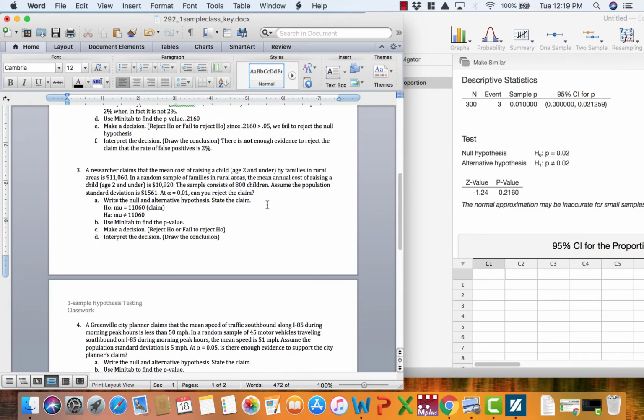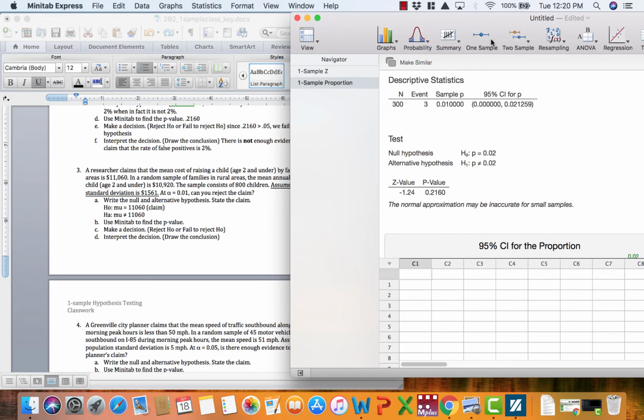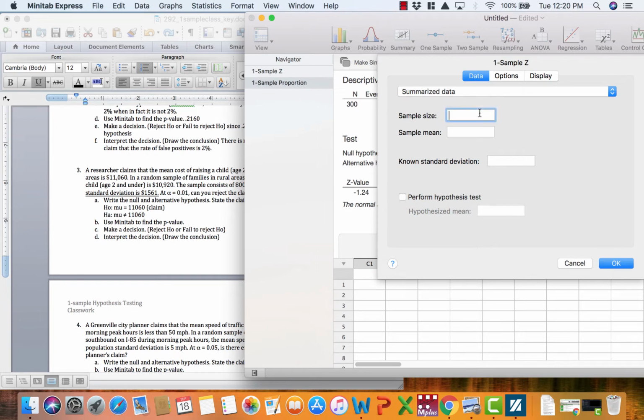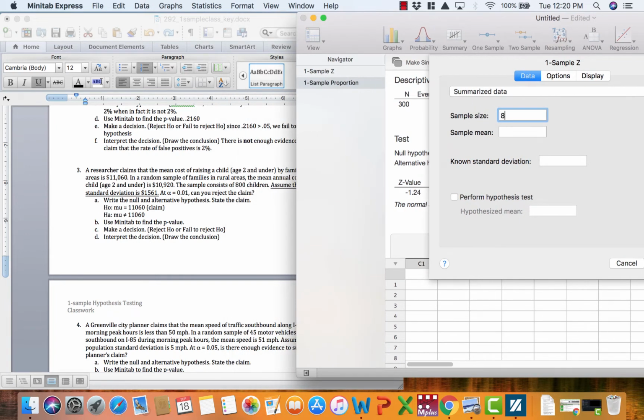All right. Is this going to be Z or T? And we go back to the problem and we read, all right, right here, assume the population standard deviation is. So because we get that population standard deviation, that means this is going to be a Z test. So we go into one sample Z. We have summarized data. Our sample size is 800 children. The sample mean is 10,920. The known standard deviation is 1561. We do want to perform a hypothesis test, and that claimed amount is 11,060.